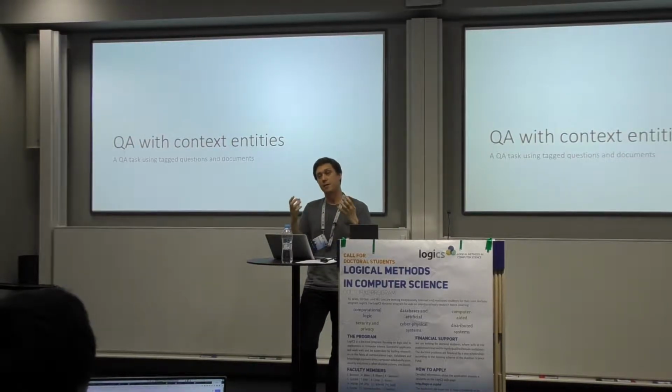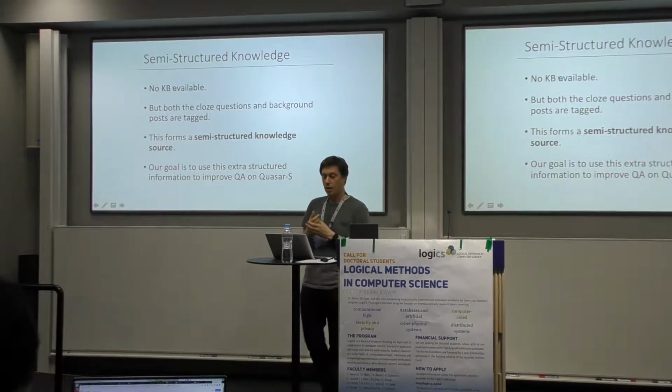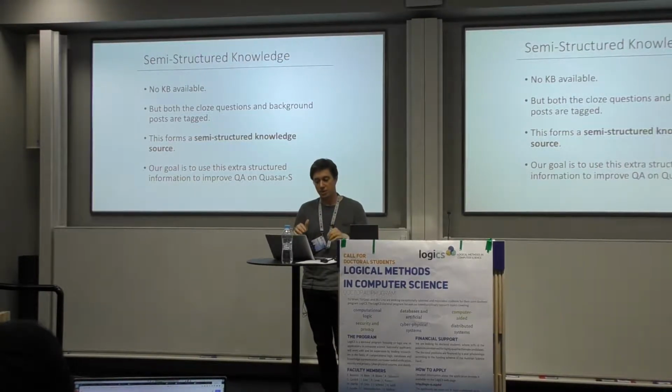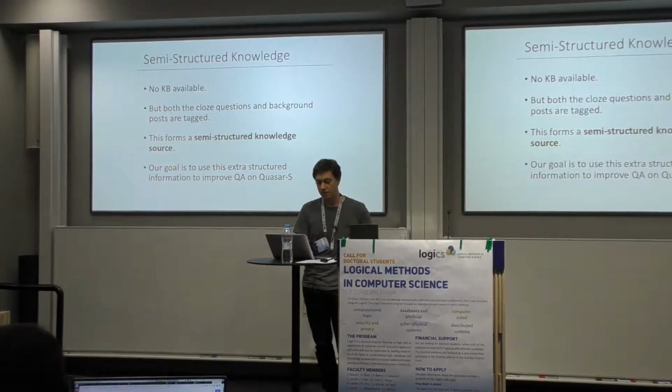So now I'm going to talk about this new task which we're defining in order to take advantage of the fact that this corpus is tagged. So QA with context entities. For this task, we don't have any knowledge base available. But both the closed questions and the background posts are tagged. So this is a form of semi-structured knowledge, and we want to use that structure to improve performance for answering these questions.